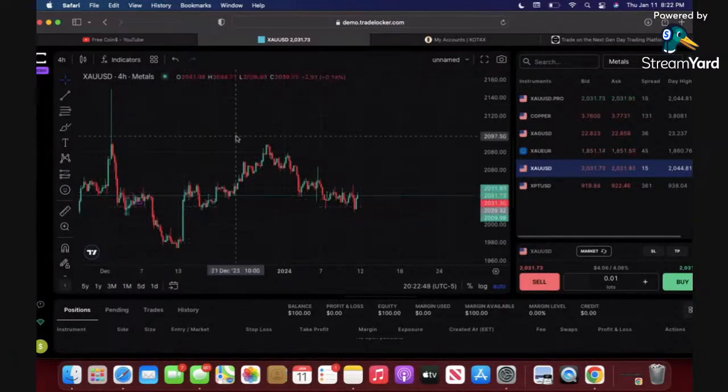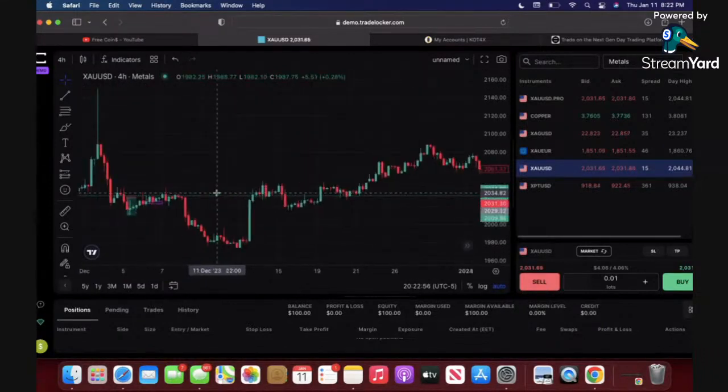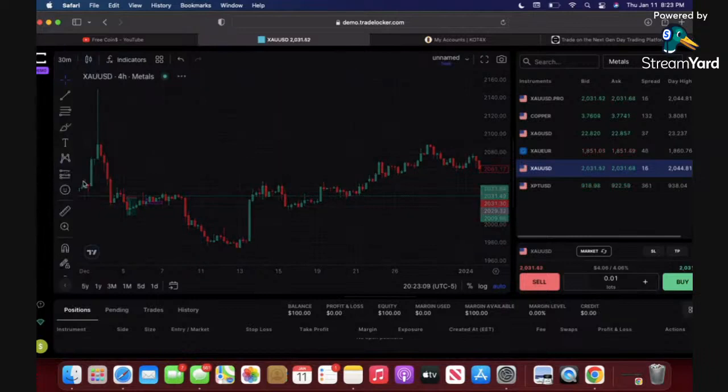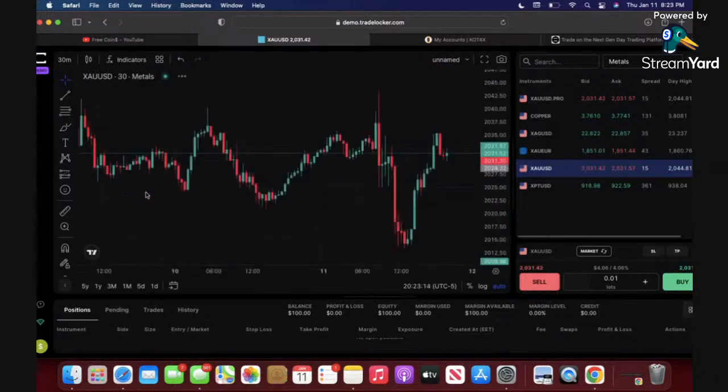As y'all can see, I'm on gold right now, 4-hour candlesticks. So each one of these candlesticks is a 4-hour time span. If I went to a 30-minute chart, let's just say hypothetically, I'm sorry, moving a little slow right now. Now we're on a 30-minute chart, so each one of these candlesticks, red or green, will be a 30-minute time span.